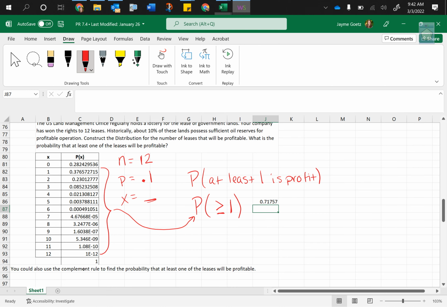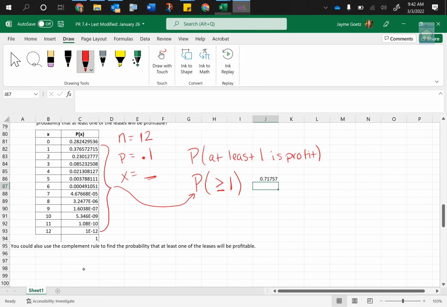Now, the next thing we need to talk about is that there was another way we could have found this. Once we had the table, we could have also used the complement rule to find the probability that at least one of the leases would be profitable. Because the complement rule says, hey, if it's going to be at least 1, that means it's not going to be 0. So I could have just said equals 1 minus the probability of 0.